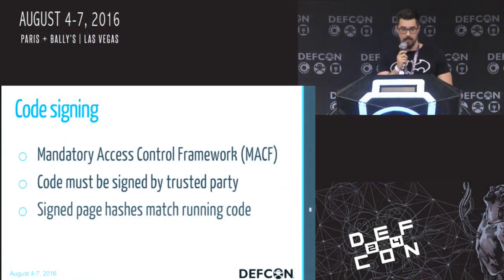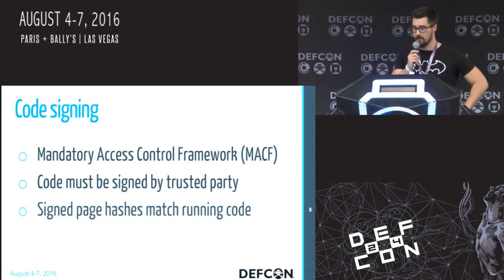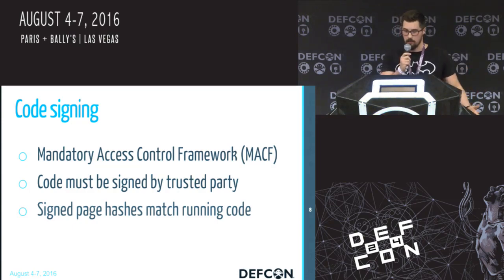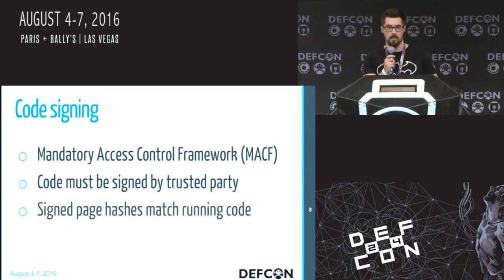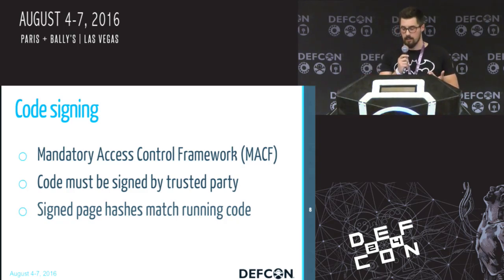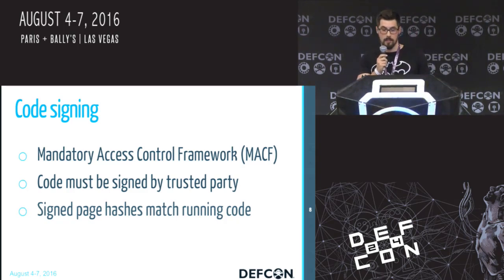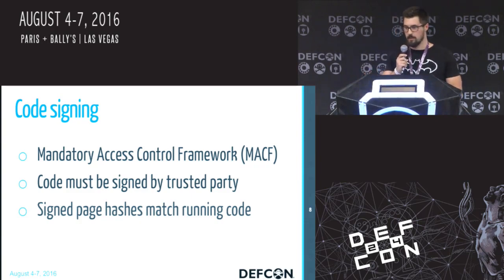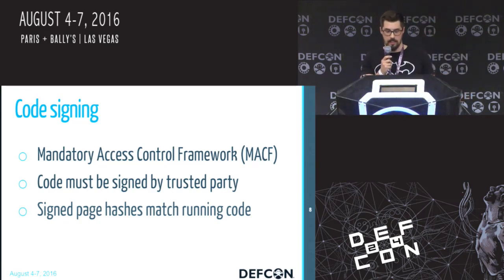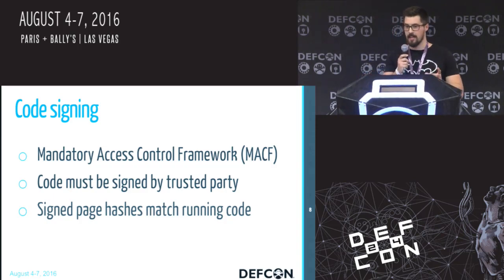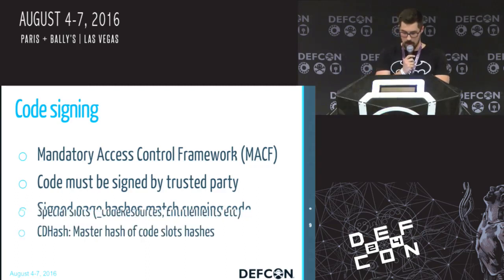The next security technique is code signing, which is based on the Mandatory Access Control framework. It is a pluggable framework that permits new security policies to be loaded, easily linked into the kernel, loaded at boot time or at runtime, and it adds a lot of features to implement new security policies. Code signing is one of these security policies. It enforces that all code must be signed by a trusted party. In addition, all running code should match the signed page hashes on load as well as at runtime before execution.